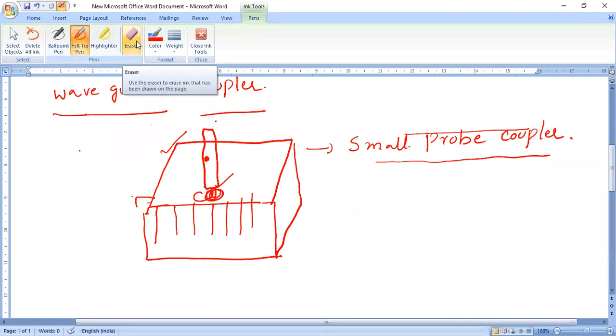Yes, ma'am, clear. Couplers are used to couple the signal into, or to feed the signal into, the waveguide. That's what we are using. Okay, is it clear?